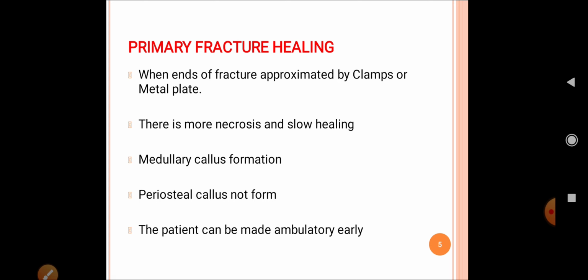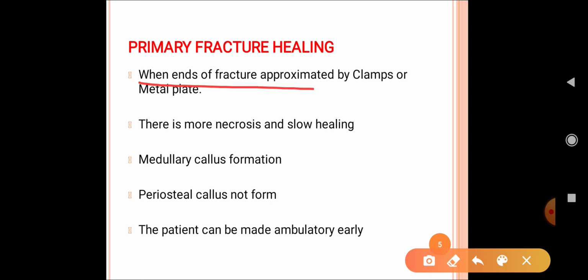Now we will see the basic types of fracture healing. Before I start my discussion, I would like to differentiate fracture healing into two types. That is from the Harsh Mohan textbook of pathology. That book divides fracture healing into two portions, primary and secondary. Now, what do you mean by primary fracture healing? It's very easy to understand. I will teach you. When the ends of the fracture are approximated by clamps or a metal plate, then such type of healing is known as primary fracture healing.